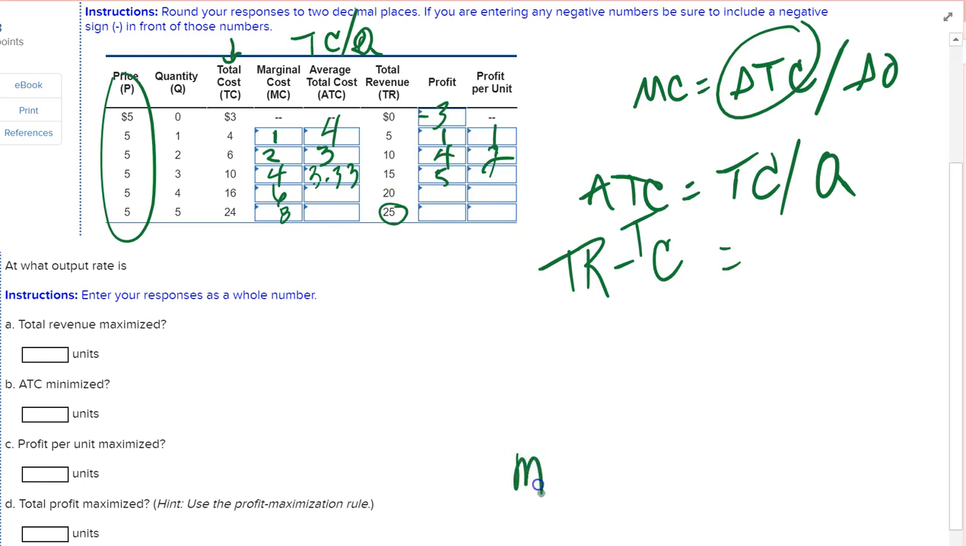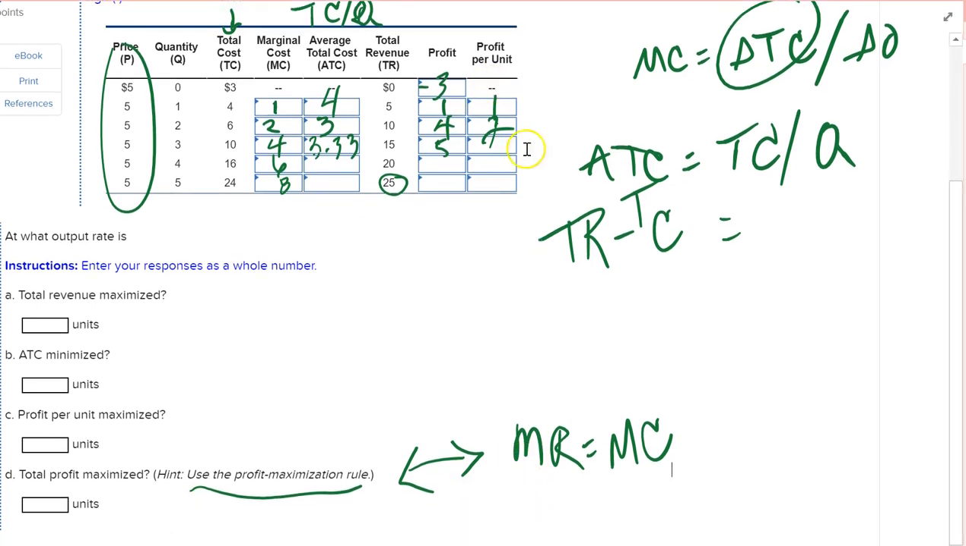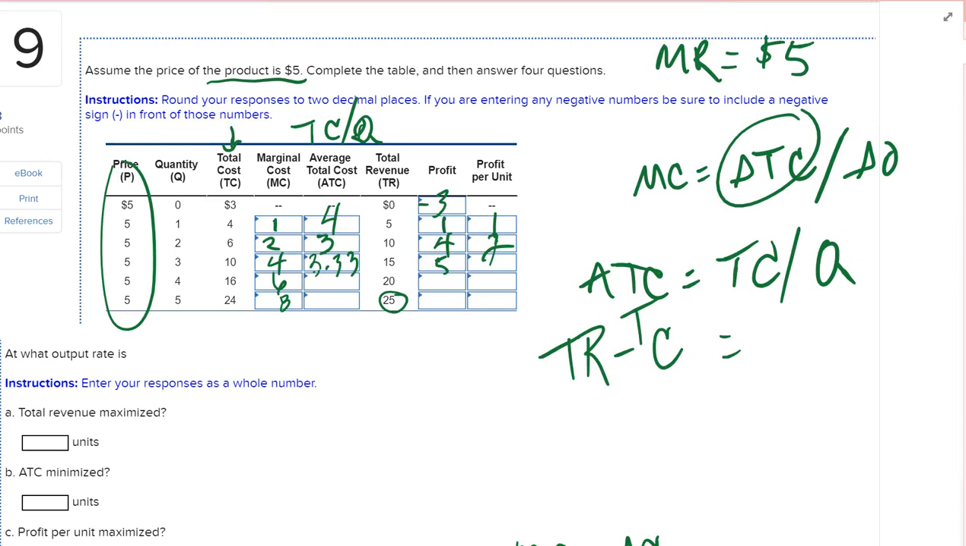point where, as the hint says, use the profit maximization rule: MR equals MC. Right? So that's the profit maximizing output decision. And they're asking for that in units, so they're looking for the profit maximizing output there. All right. I think you'll do okay with that one.